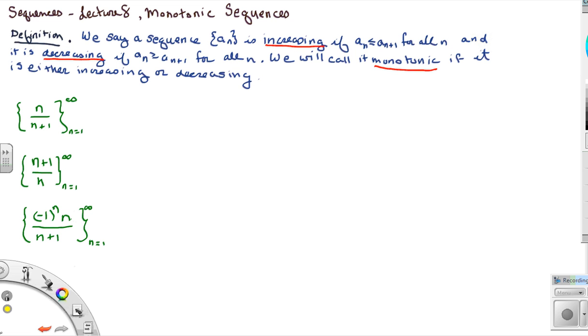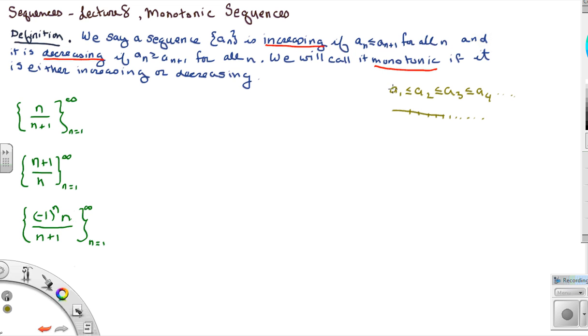We're going to say a sequence is increasing if a_n is less than or equal to a_(n+1) for each n. So in other words, a1 is less than or equal to a2, which is less than or equal to a3, which is less than or equal to a4, and so on down the road. So you're getting points that are going up and up and up as you go further down the sequence. I'm going to say it's decreasing if it's the other way around.